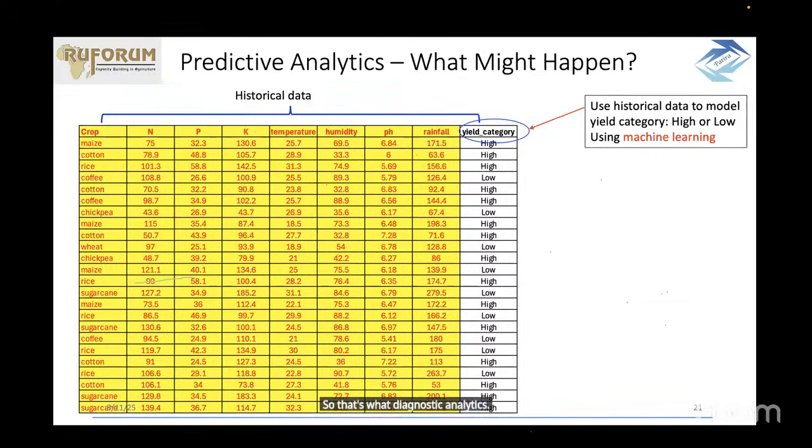But now we can also predict using this historical data. We can use predictive analytics to predict either yield in kilograms per hectare, or yield in categories. So this can be our dependent variable, so that in the future, when we have this information, we can predict whether a crop is going to be high yielding or low yielding.